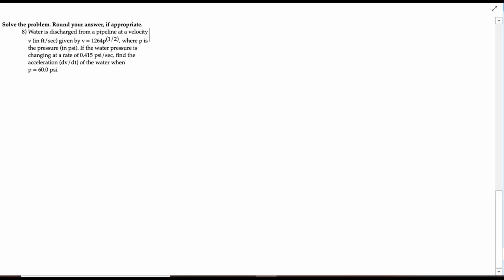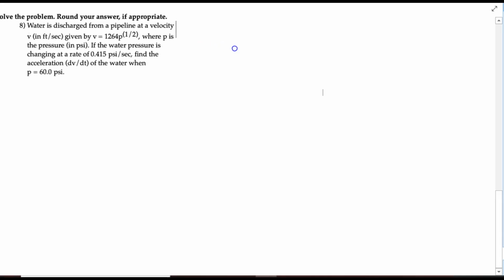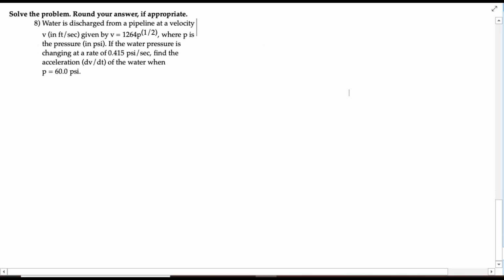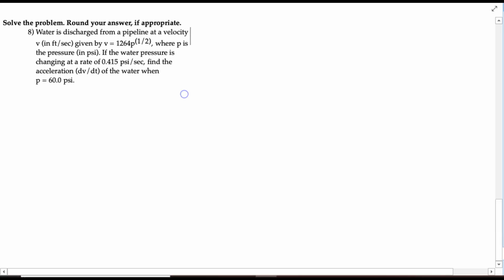It says water is discharged from a pipeline at a velocity v in feet per second given by v equals 1264 p to the 1/2 power, which is the square root of p, if you will, where p is the pressure in psi. It says if the water is changing at a rate of 0.415 psi per second, find the acceleration dv/dt of the water when p equals 60 psi.